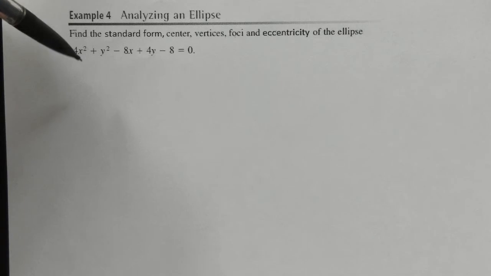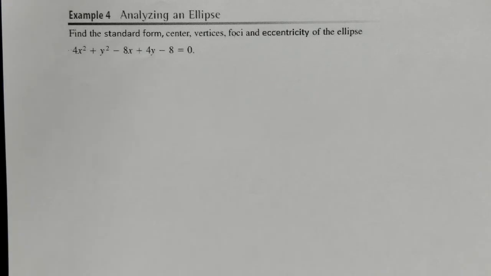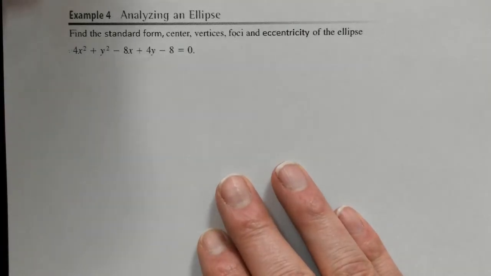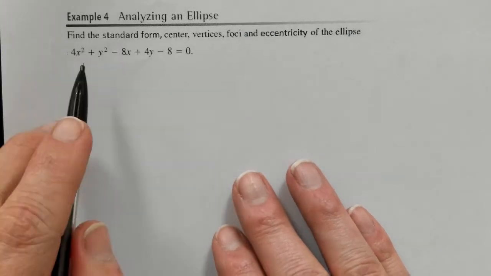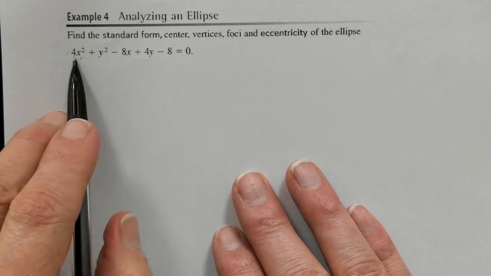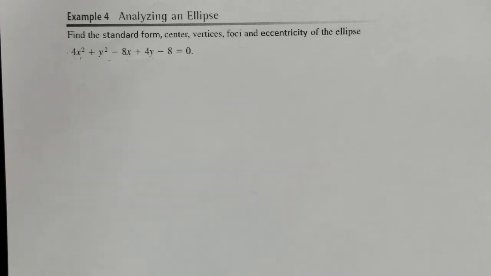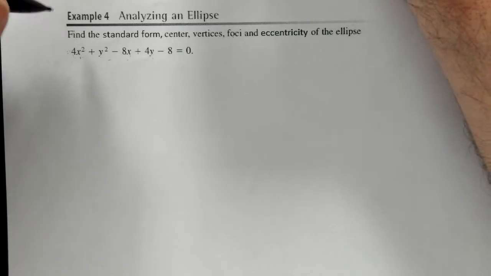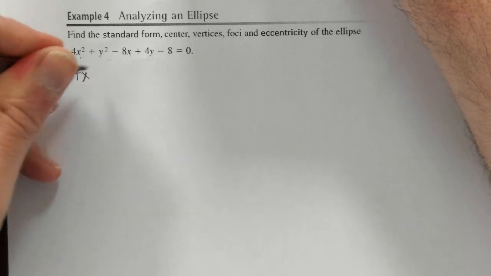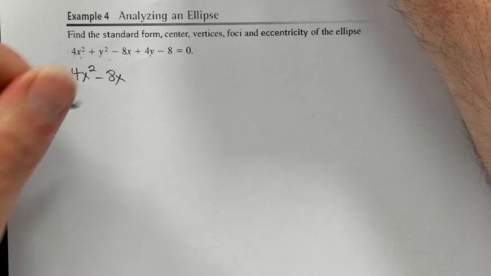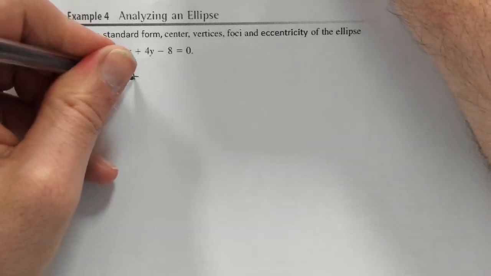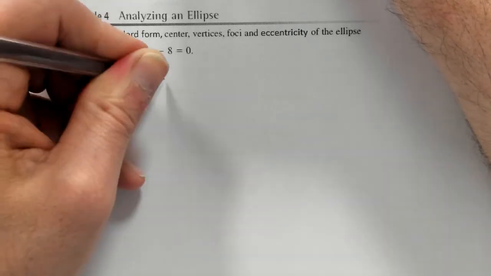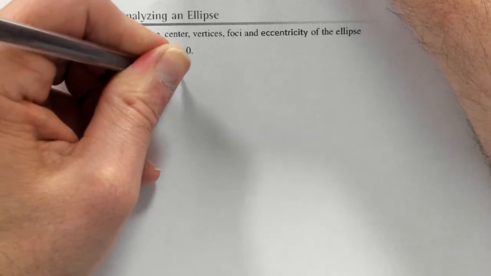The first thing that we want to do is turn the equation from the general form to the standard form. How are we going to do that? If we want to change it from this form to this form, the first thing we can do is group the X terms together and the Y terms together. That will be our starting point. So we'll rewrite this as 4x squared minus 8x. Then we group the Y terms together, which is plus y squared plus 4y. Then we can move our 8 to the other side and change it from minus 8 to plus 8.